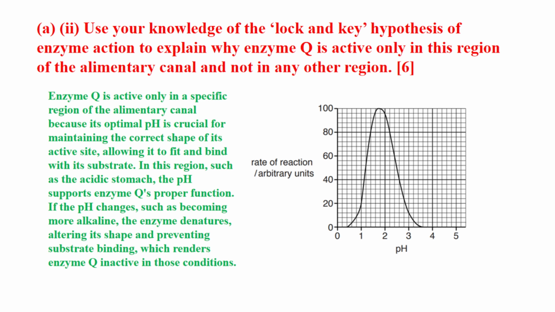In part A, part 2, use your knowledge of the lock and key hypothesis of enzyme action to explain why enzyme Q is active only in this region of the alimentary canal and not in any other region. Why is this the case?